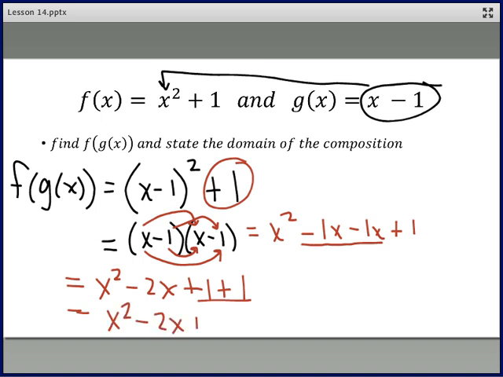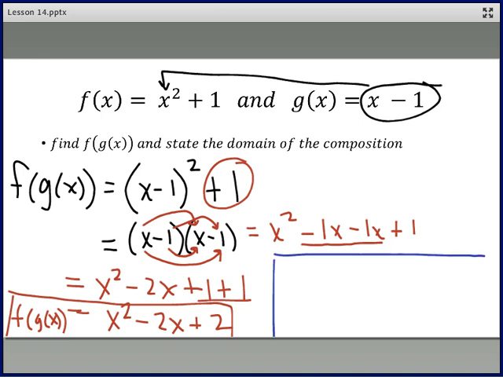And I still have this plus 1, which I haven't used yet. So now, to finish up my composition, combine anything that combines here. Those two 1's combine together, so my final composition function is x squared minus 2x plus 2. So that's f of g of x. So that's my final function.